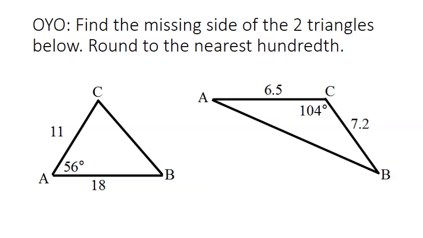Okay, so here are your two OYO questions. So you want to write these two triangles down on your note sheet, and you want to find the missing side of each of them and round your final answer to the nearest hundredth. So use your formulas that you wrote down and use that last example to help you.